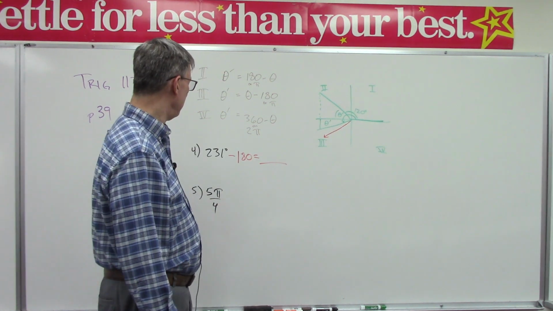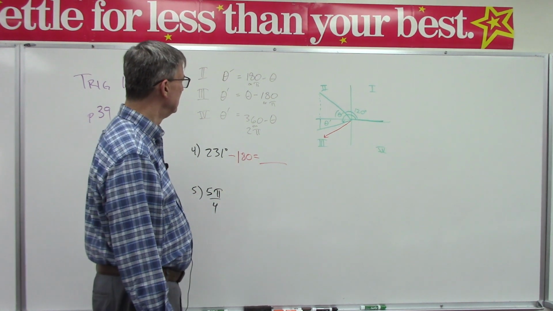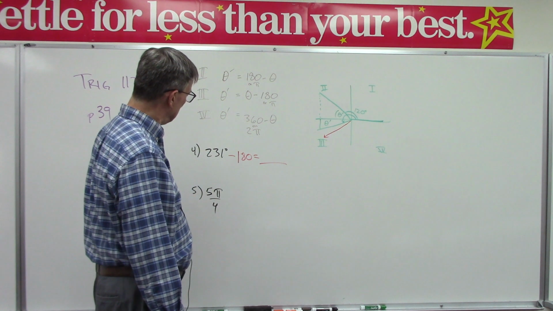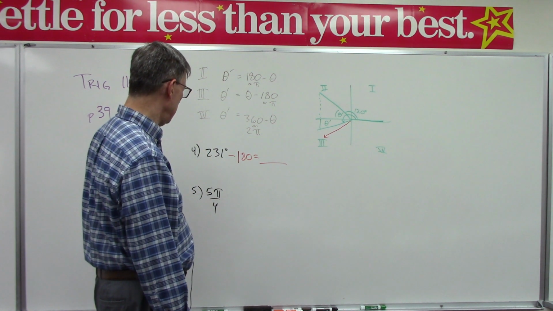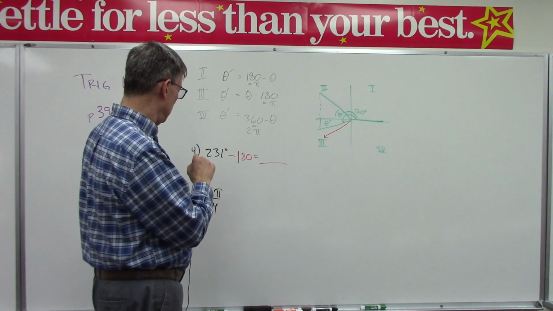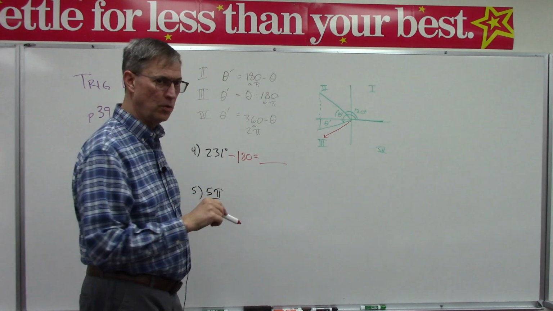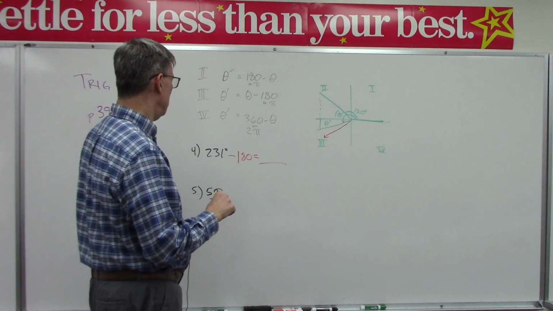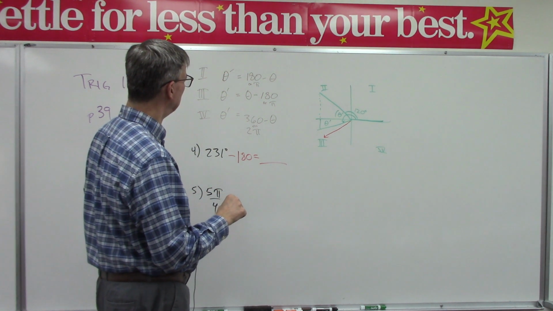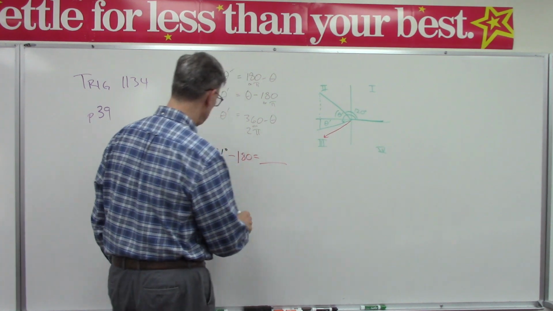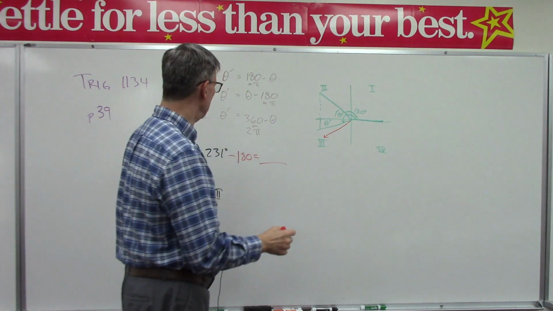Let's think about number 5. 5 pi over 4. Well, let's see. Which quadrant would that be in? 2 pi would be a complete circle, which would be 8 pi over 4, right? So 5 pi over 4 would be, so 8 pi over 4 would be all the way over here. What would be coming down then?